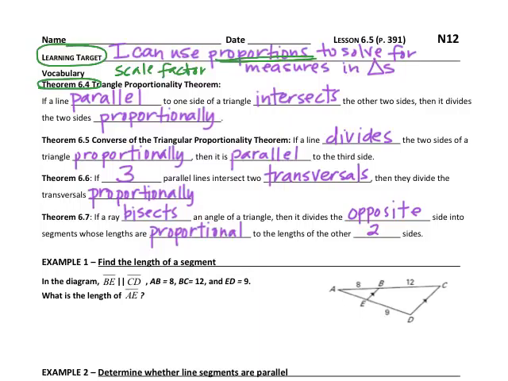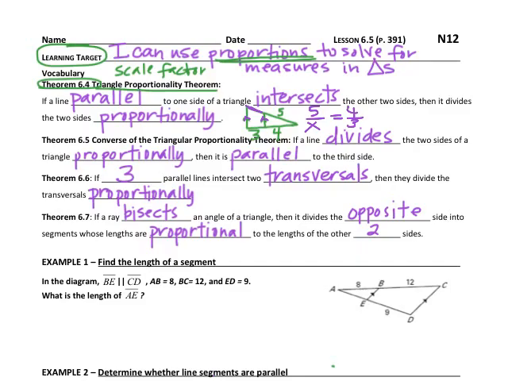So the first one is the triangle proportionality theorem. If a line parallel to one side of a triangle intersects the other two sides, then it divides the two sides proportionally. So in other words, if I have this green triangle, and I have arrows on the lines that show me this line is parallel to the side of the triangle, then I could set up a proportion: 5 over x, because I don't know the distance for this segment right here, equals 4 over 3.